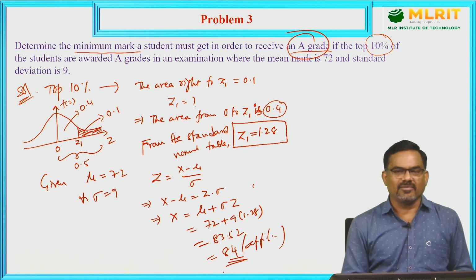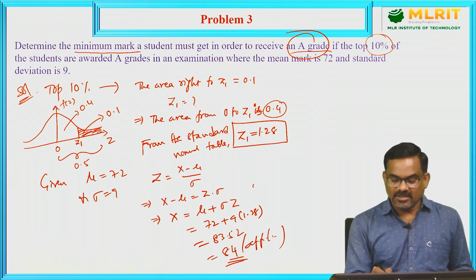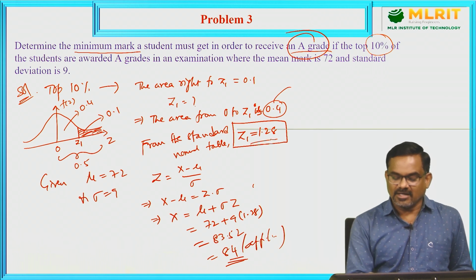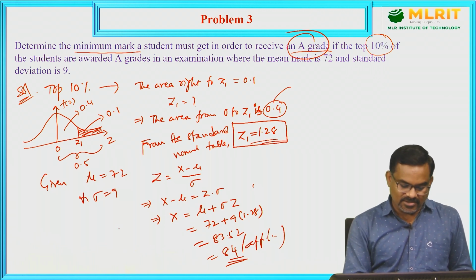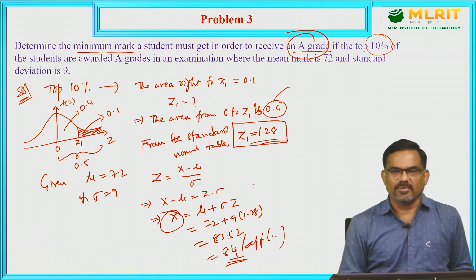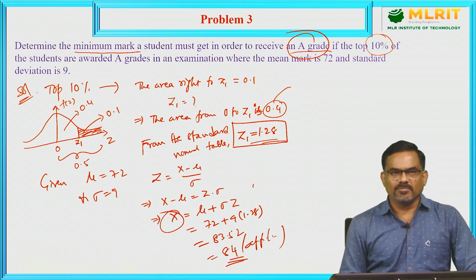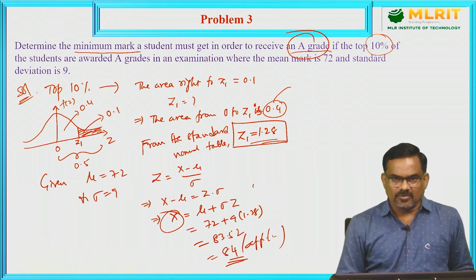So this is another way of using the standard normal table. Using the area, we have calculated z1. From that z1, we calculated the normal variable value. So in today's session, we have solved some problems on normal distribution, and we continue the same in the next session also. We will meet in the next session.